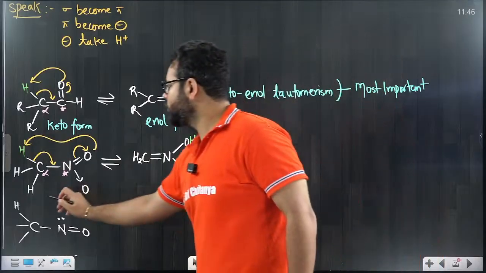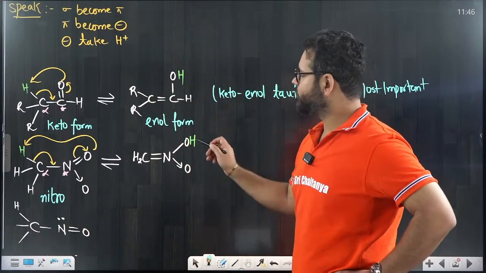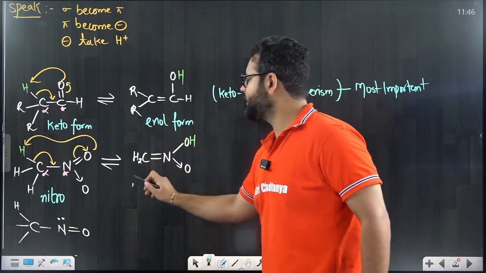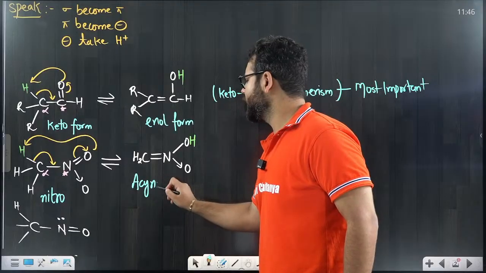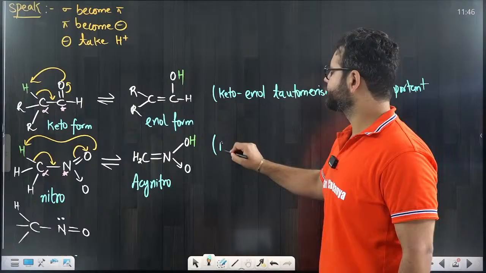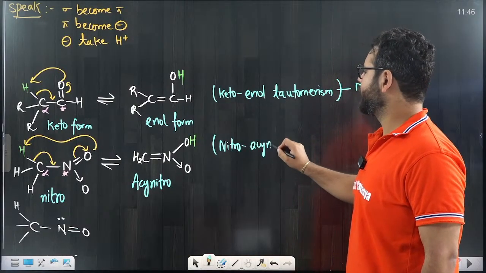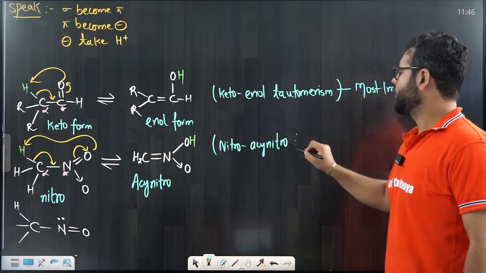Okay, this is the nitro functional group. When a hydrogen is attached to nitro, we call it aci-nitro. So this is nitro, aci-nitro tautomerism.